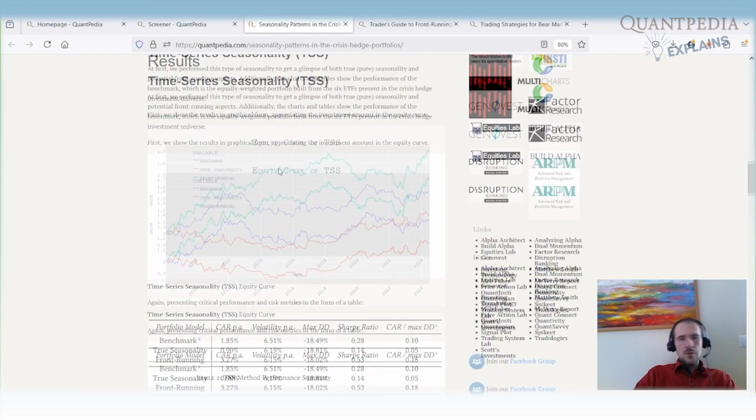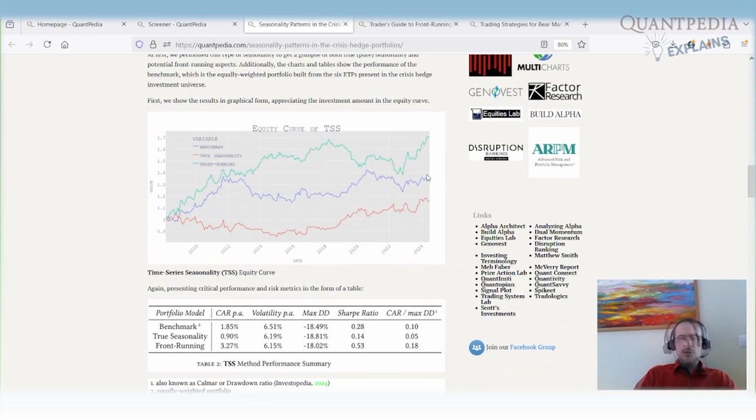We have the benchmark. So what is the benchmark? The benchmark is the equally weighted investment universe. So let's imagine that this is the benchmark. This investment universe usually performs very well when there is a crisis. You can see that in 2010, 11, when there was a European Union crisis, those assets performed very well. Then we have 2012, 2020 when there was a COVID crisis, those assets performed very well, etc. So those assets performed very well during the crisis. So a benchmark portfolio is just holding those ETFs equally weighted.